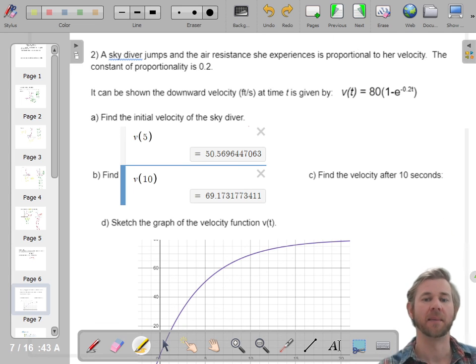So that's it for our graphs. So if you've got all that done, next up is going to be logarithms.